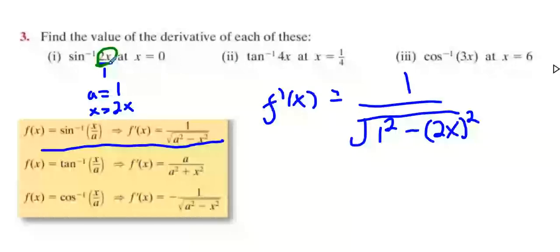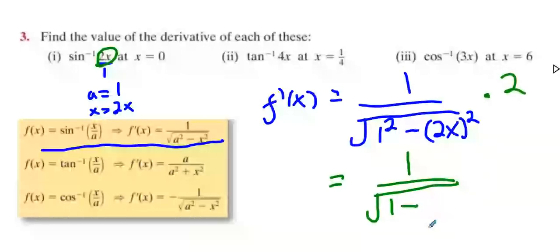So, since there's a 2x, what happens when I differentiate 2x? There's a 2. There's a missing part. Is that right? And my answer will look something like this. 1 over the square root of 1 minus, what's 2x to be squared? 4x squared, and then multiply that by 2.